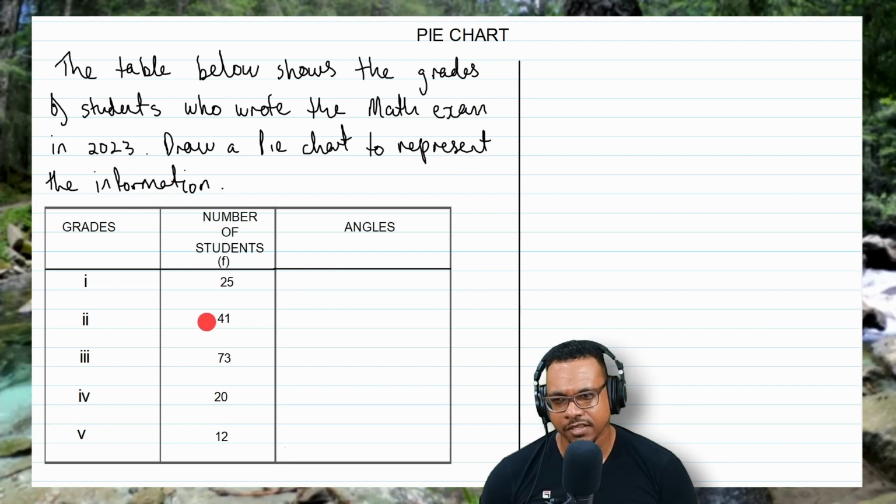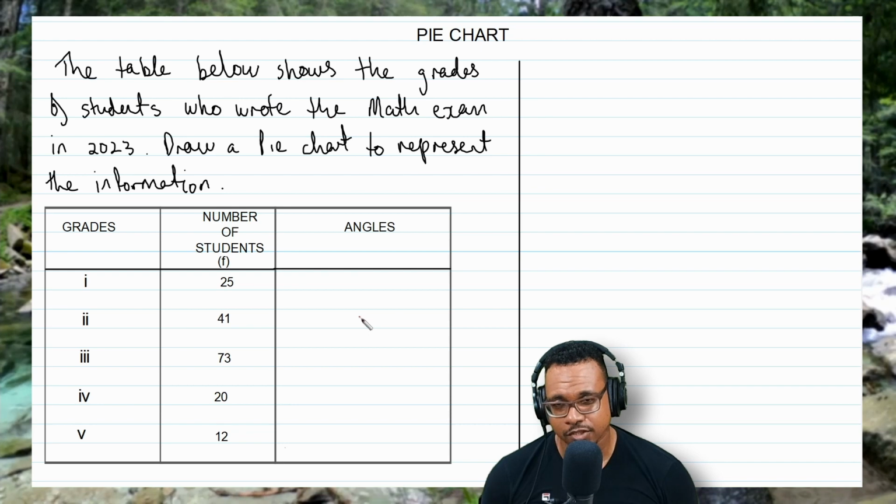So this is my table here. I have grades 1, 2, 3, 4, and 5. This column here would be the number of students, which is also the frequency. So that's why I have this little F here to represent frequency. So that means 25 students got a grade 1, 41 students got a grade 2, 73 students got a grade 3, 20 students got a grade 4, and 12 students got a grade 5.